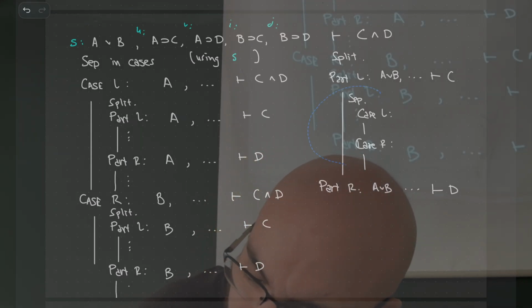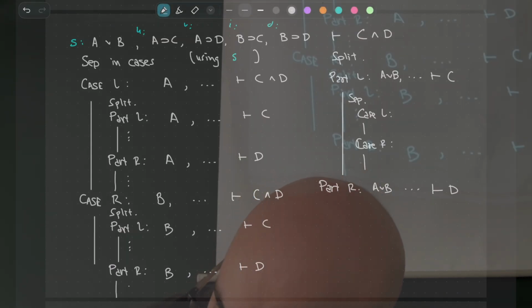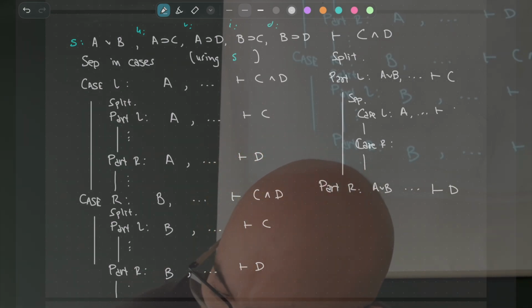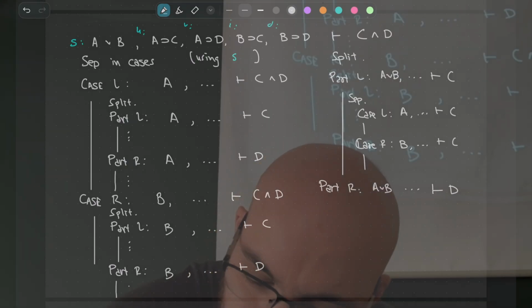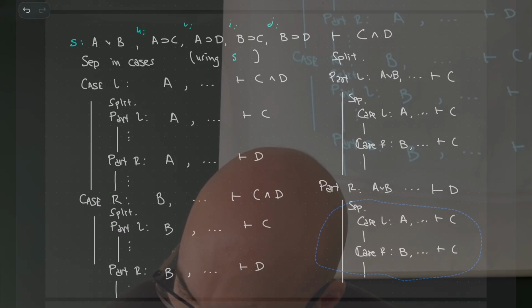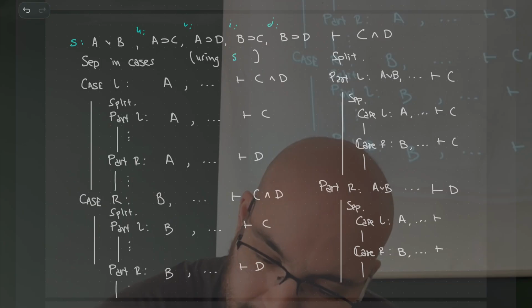And similarly, okay, so what is the left case here? It's like A. The disjunction A or B becomes A, and you need to prove C, and here it becomes B, and you need to prove C, and the whole thing now, I hope I will not mess it up, will be like that here, but here you need to prove D and D.